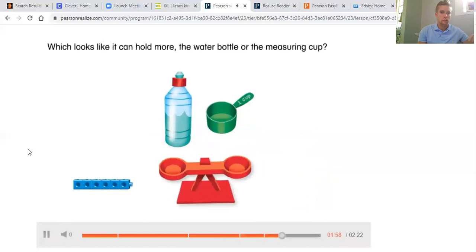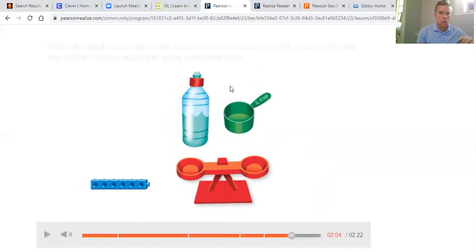Which looks like it can hold more, the water bottle or the measuring cup? So it says, which one can hold more? So it's saying which one has a greater capacity, right? This green measuring cup or this water bottle? Well, if I'm looking at both, I think the water bottle probably can hold more because it looks bigger, right? And if something is bigger, it can hold more. If I had a little cup and a big cup, which one holds more? Obviously, my big cup holds more, right?